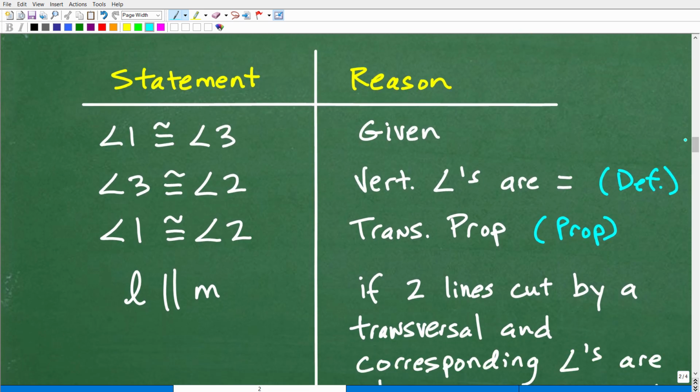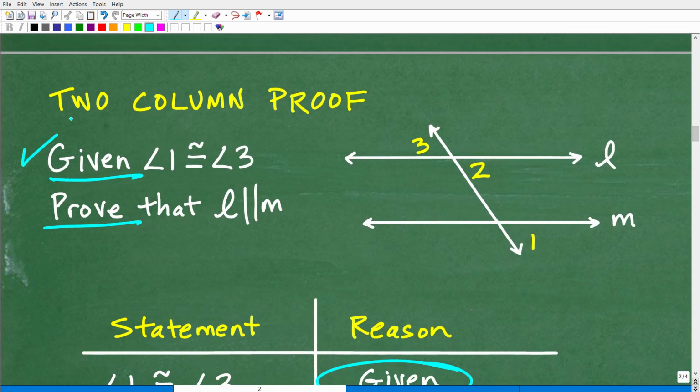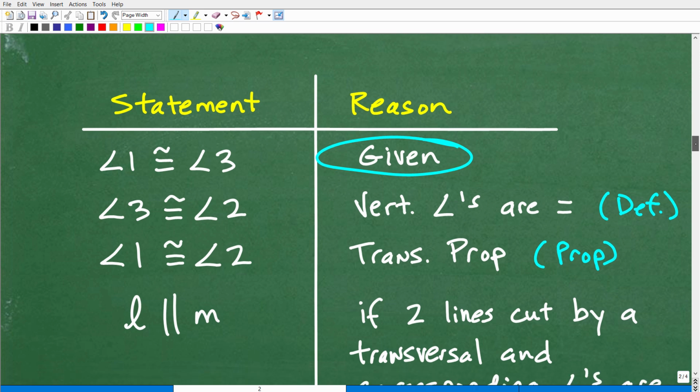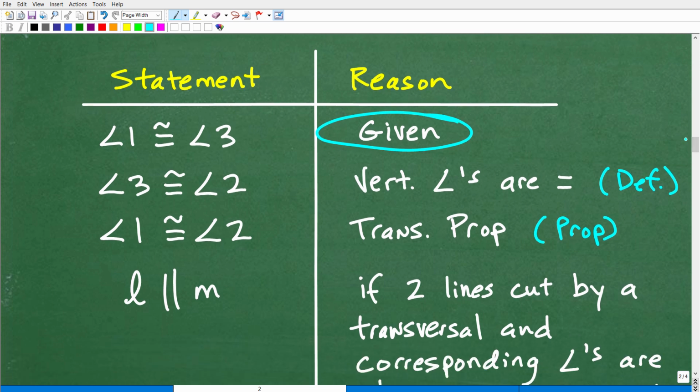Angle 1 is congruent to angle 3. That is given. This is typically going to be your first move. Think of this as playing a chess game or checkers game. You make one move, and typically repeating the given information is almost always your first statement. So get in the habit of just putting that down.